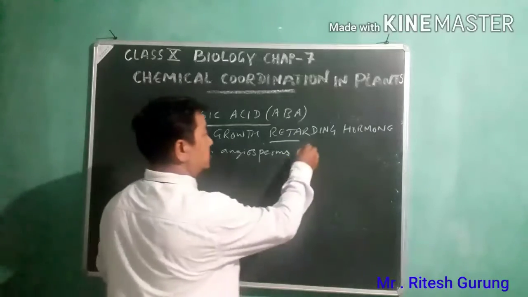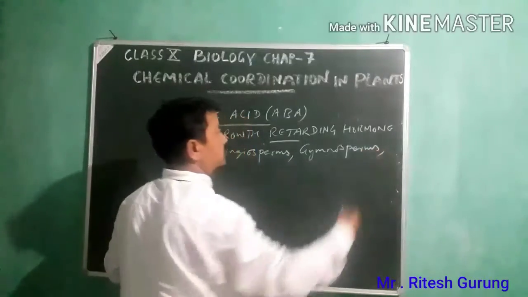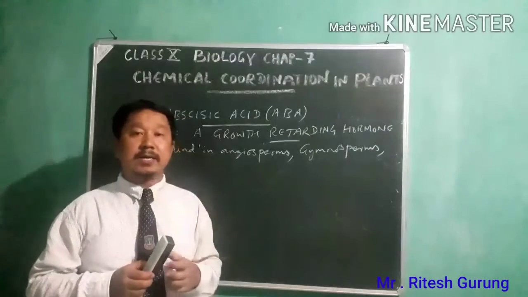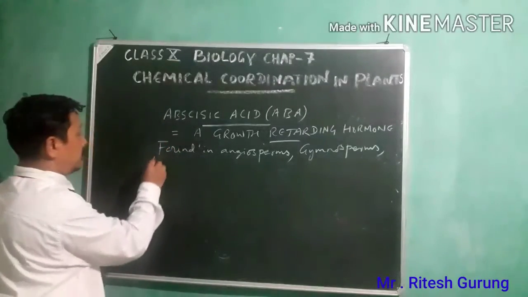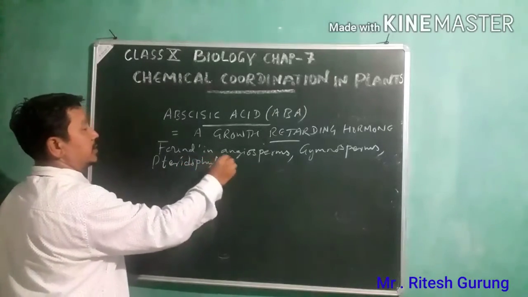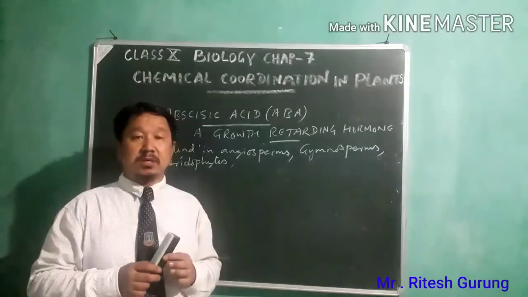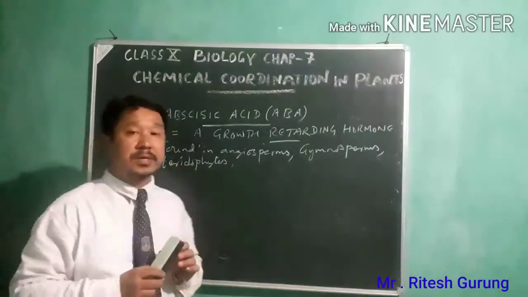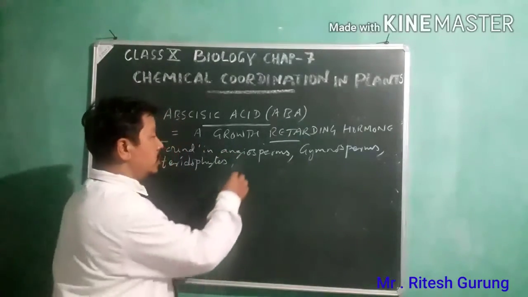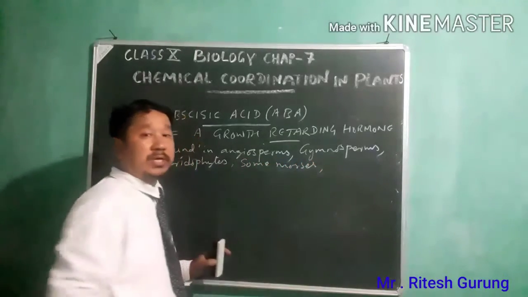In gymnosperms, which means all those cone bearing plants like pines, it is found. Then it is found even in pteridophytes. Pteridophytes means all those ferns. So even in pteridophytes this hormone is found, and in some mosses also this hormone is present.